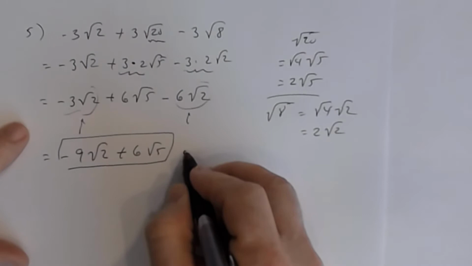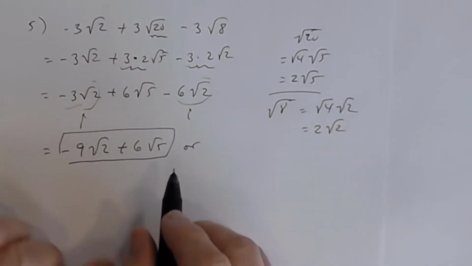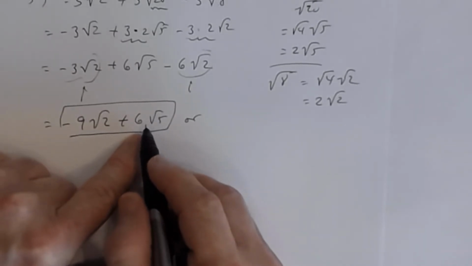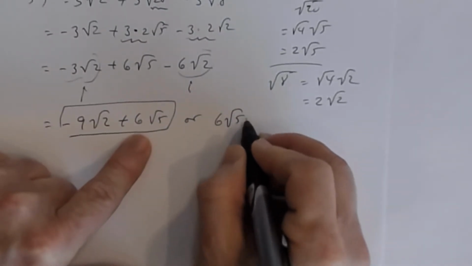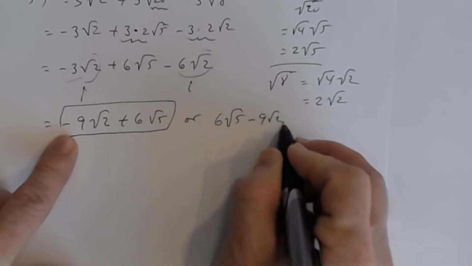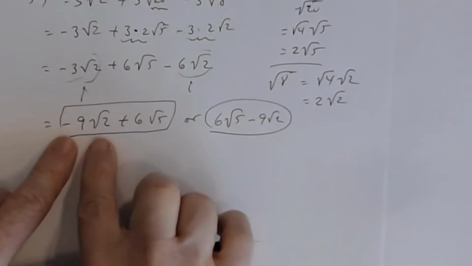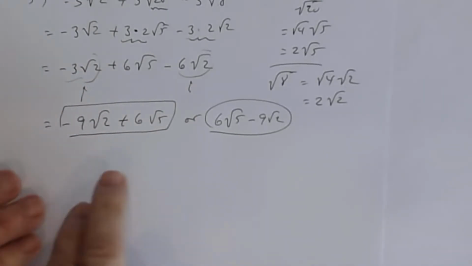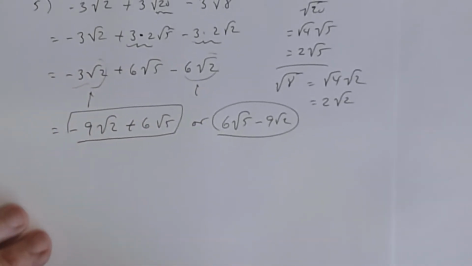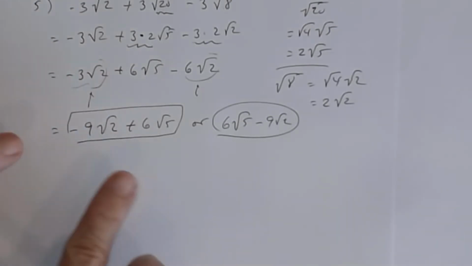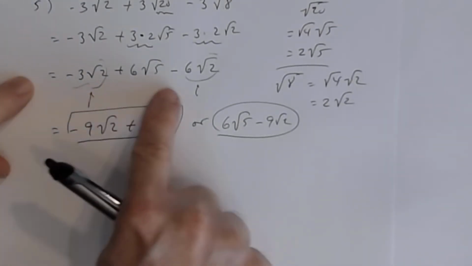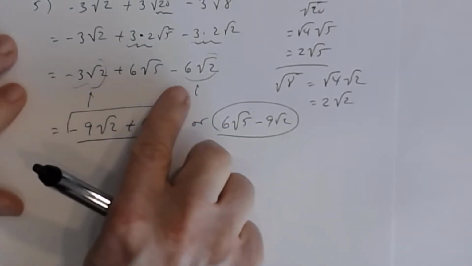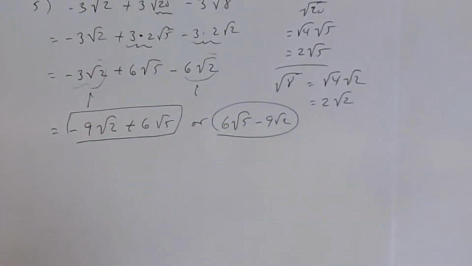Now let me show you that you can also rewrite it in a different order. So if you want to put the square root of 5 term first, you can. That will be 6 square root of 5 minus 9 square root of 2. So it does not matter the order in which you write this as long as you keep the signs with it. All right, so that's a process you're going to go through. And then next week, it gets a little bit more involved because you're going to have variables in all of these. So right now, we're just dealing with numbers. Now you're going to be dealing with variables next week.